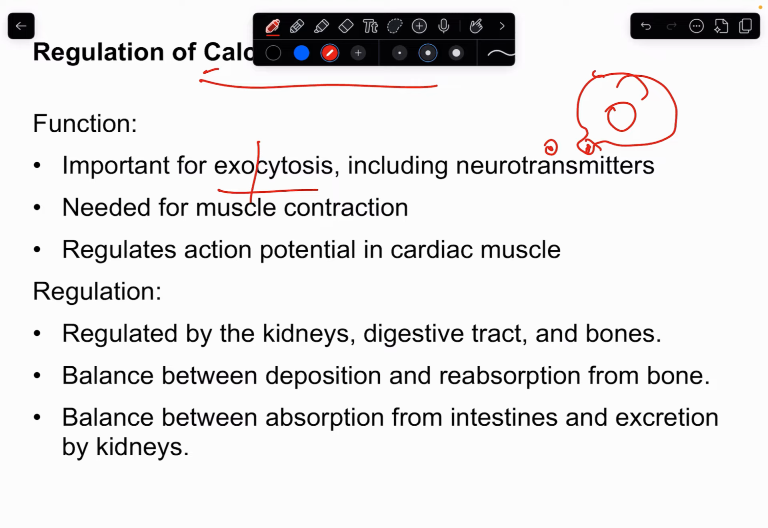Calcium is very important for muscle contraction, cardiac muscle contraction, and action potential. It's regulated by the kidney. Also the digestive tract regulates how much calcium is absorbed. And the bone is very important. We study those things in ANP1. Bones store calcium. When you lack calcium, resorption breaks down the bone and releases calcium into the blood vessels.